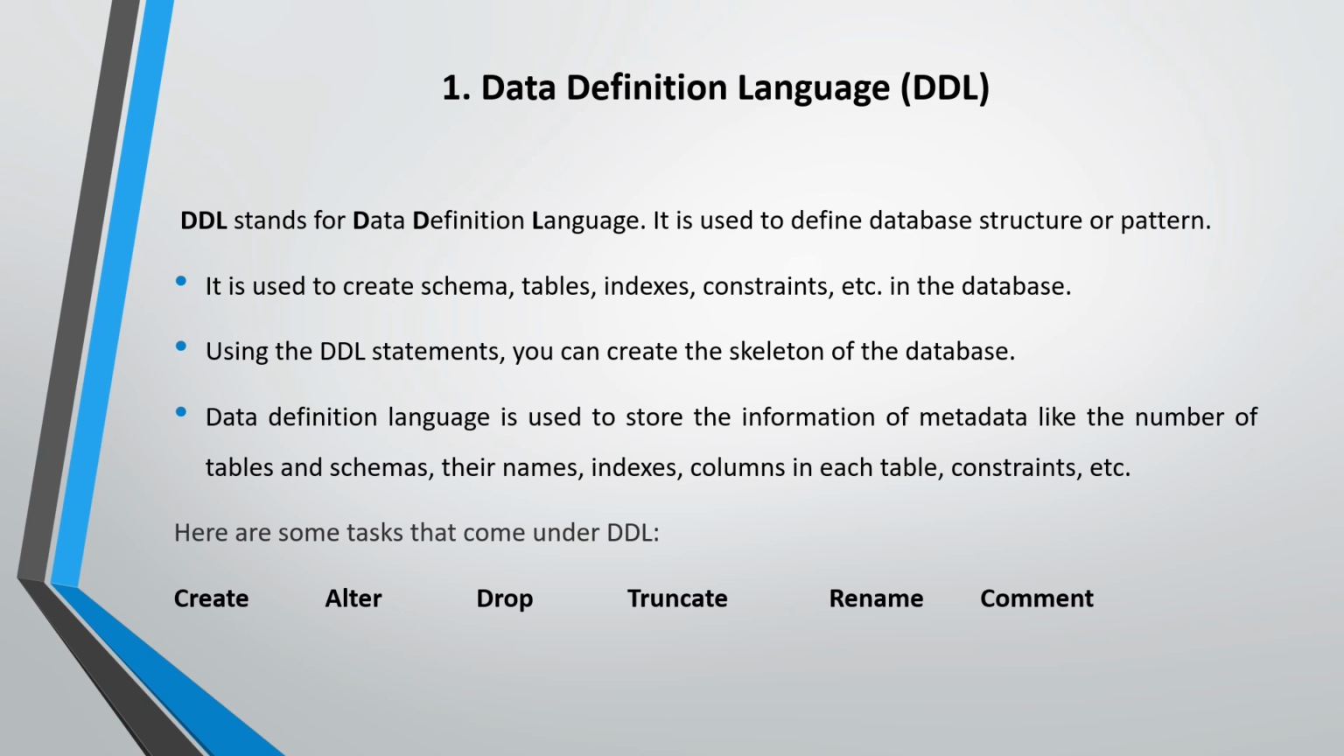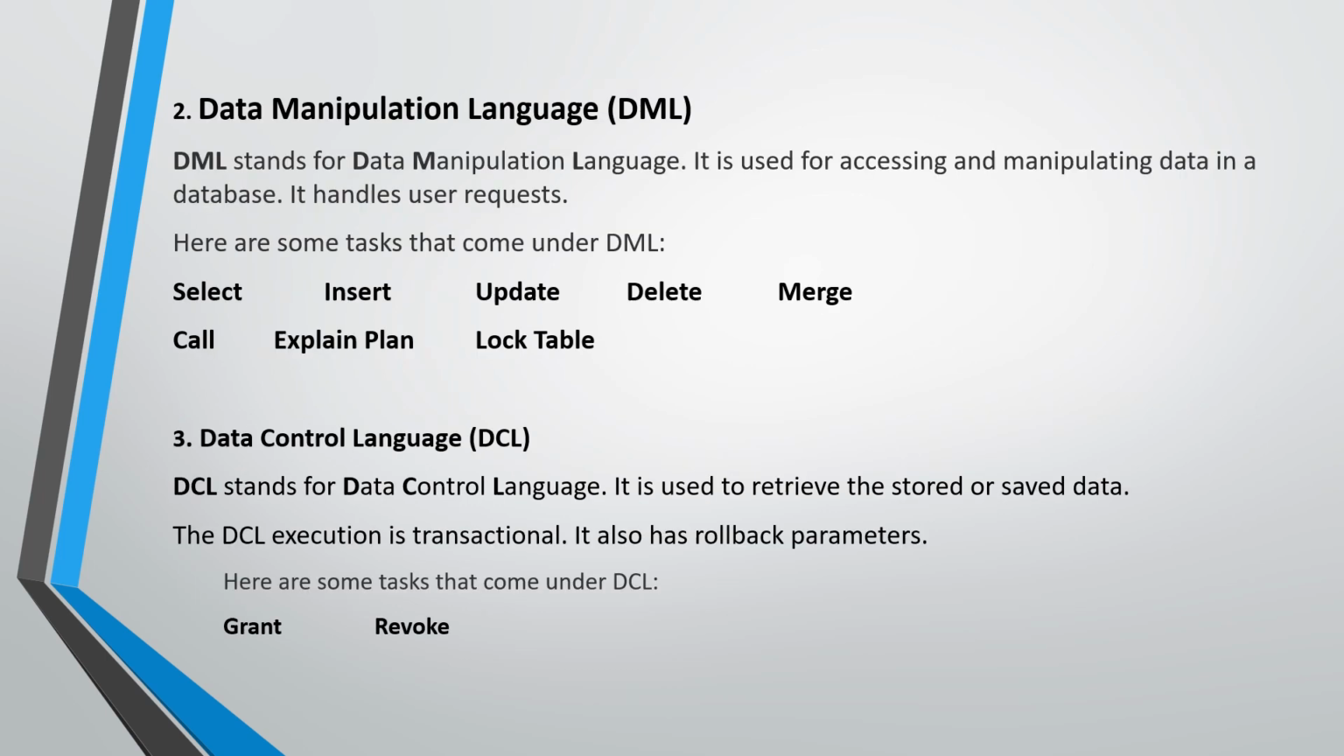Then truncate. It is used to remove all records from the table. Truncate means removing or deleting. Then rename. Rename is used to rename a table or a database name. Then comment. The comment command is used to comment on the data dictionary. These are the different DDL commands in the DBMS concept.